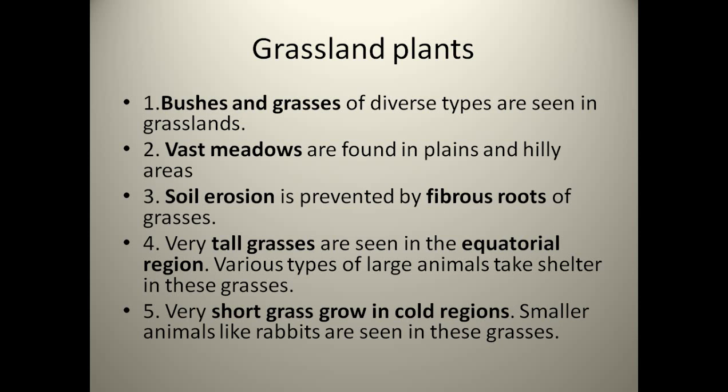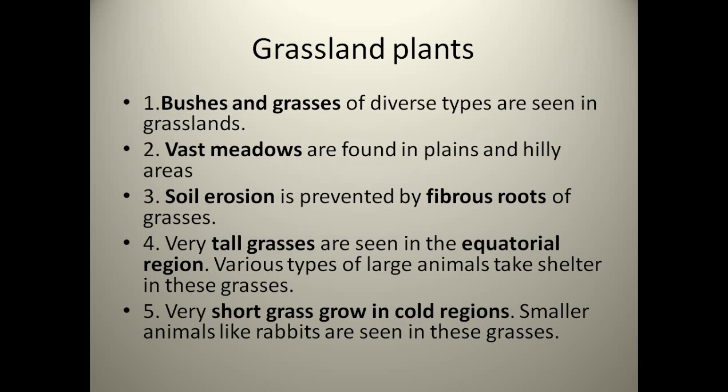Soil erosion is prevented by the fibrous root of the grass. Why are these grasslands also grown? Because they have very fibrous roots, so they help in binding the soil. So these all are adaptations done by the grassland plants, and that is the reason they are not cut. They are grown in a bulk area so that soil erosion can be prevented.